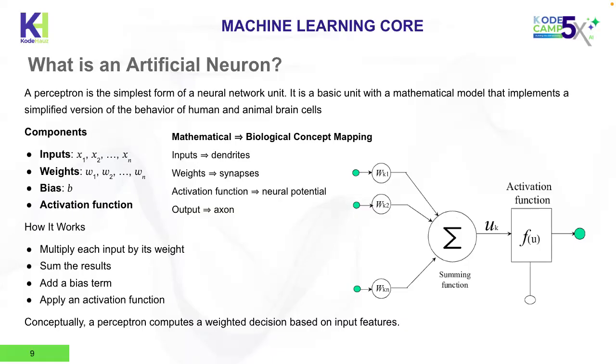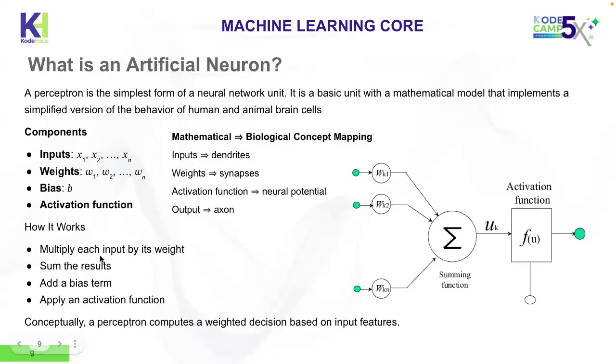And then after adding the signals together, you get something that comes out, which is a linear combination of the different inputs across the different weights. Then it passes through this function f of u, which is an activation function that basically represents the activation potential of that cell, of that axon. And that is a mathematical model.